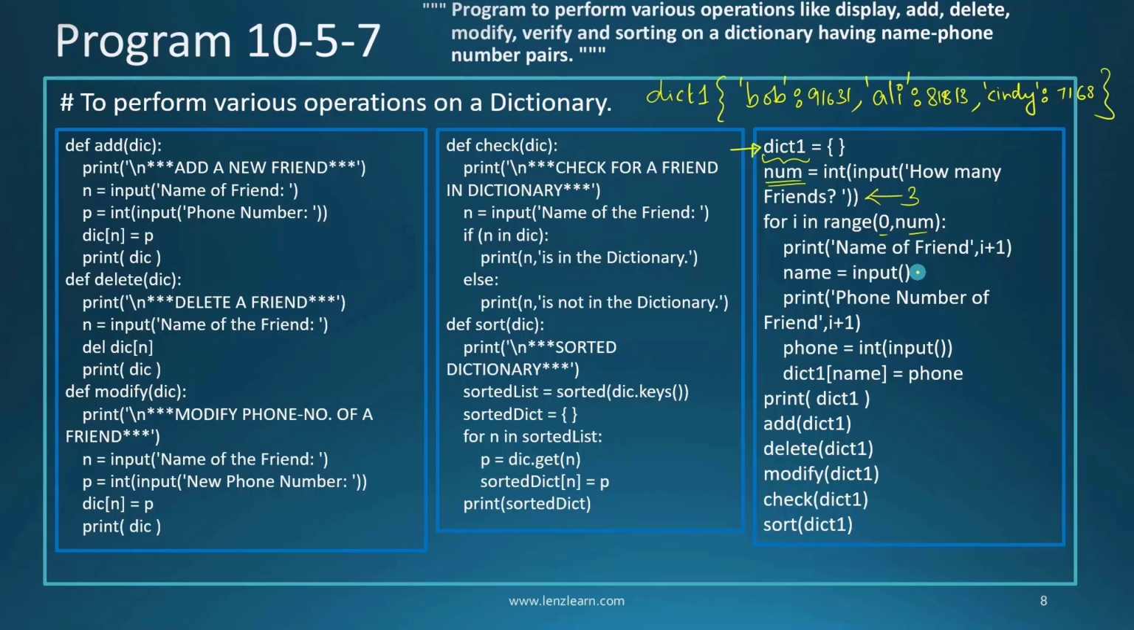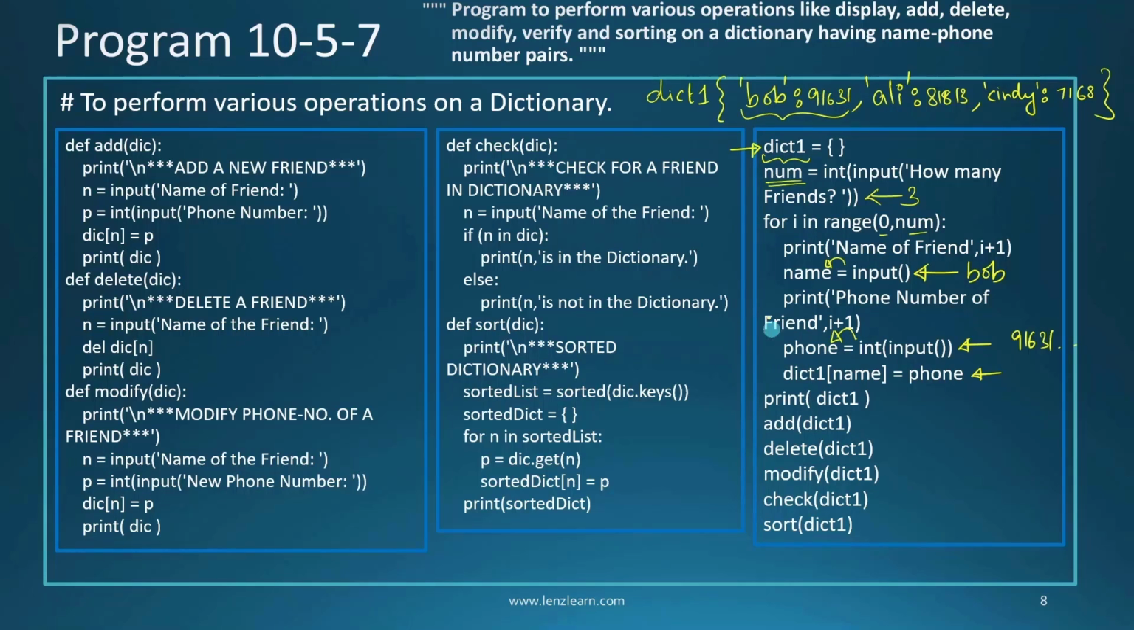Using this for loop, you can enter the first input over here. For the first friend, you will enter Bob, so Bob will be stored into name. After that, it is asking for the phone number for Bob, and here I will enter the number for Bob, 91631 something. That will be stored into the variable phone. In this statement, I will make the first entry, Bob with his mobile number, into dict1. The name will be taken as key and phone will be taken as value. So you can see here we get the first item, name and phone.